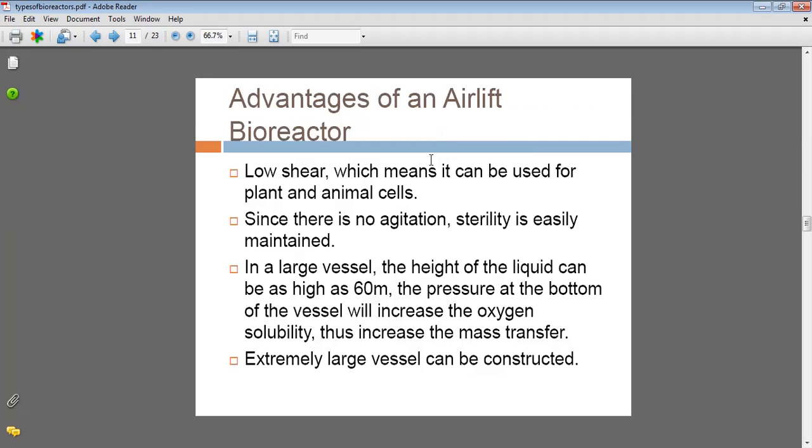Advantages of the airlift bioreactor: low shear, which means it can be used for plant and animal cells. Since there is no agitation, sterility is easily maintained. In a large vessel, the height of the liquid can be as high as 60 m. The pressure at the bottom of the vessel will increase the oxygen solubility, thus increasing the mass transfer, and extremely large vessels can be constructed.